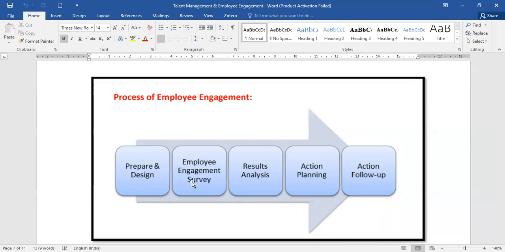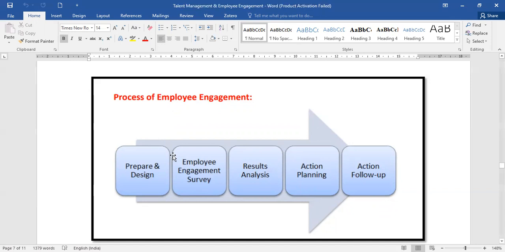Now, that you will do with the help of your result analysis. You will analyze the result, you will understand why people are not participating, or why they are not showing their engagement in a positive form, or why they are showing it in a negative form. Based on that analysis, you will take action. There will be action planning, and accordingly you will do a follow up.